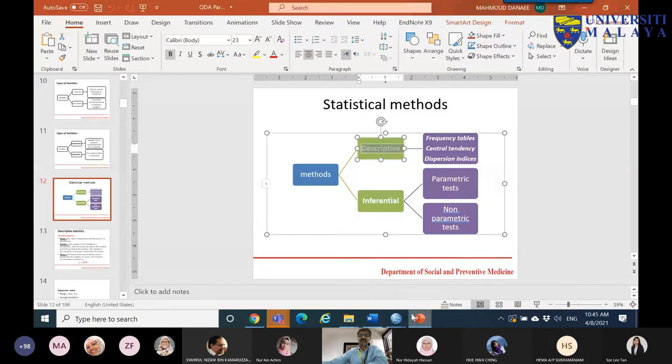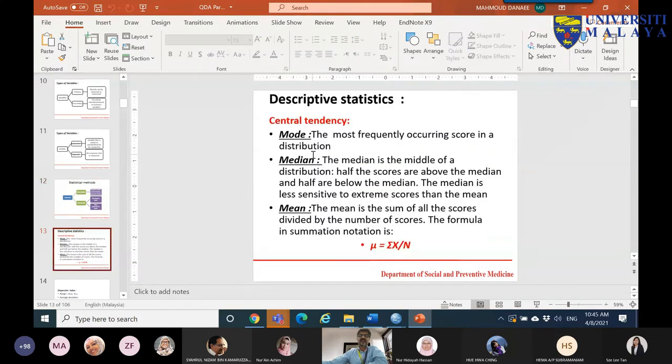Okay, back to a slide. So now we move to the central tendency. The central tendency are the statistical indicators or parameters that show the core or center of your sample. There are three types of central tendency measure.